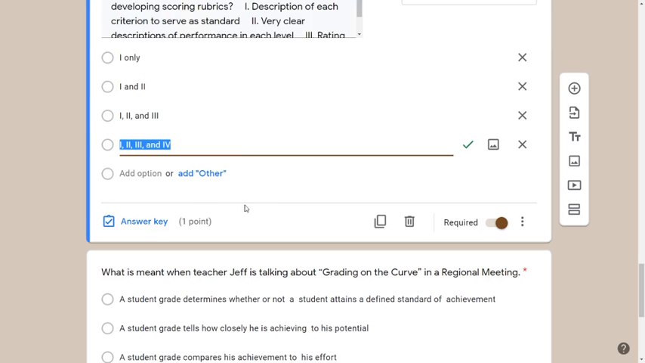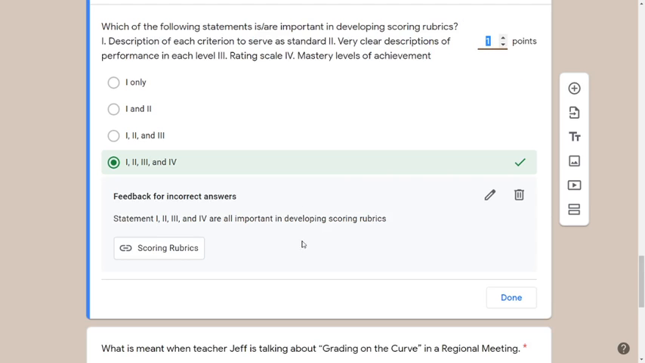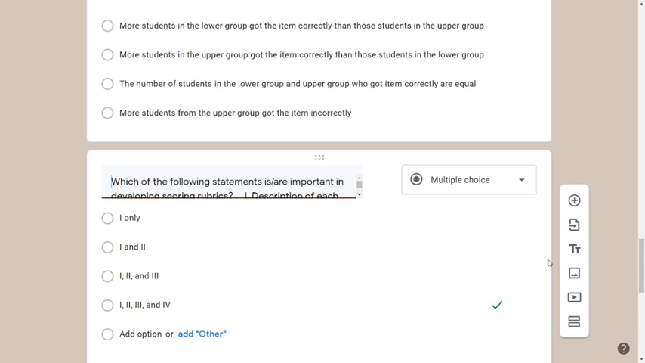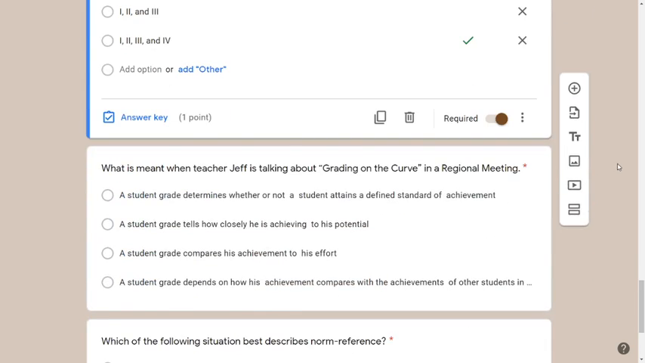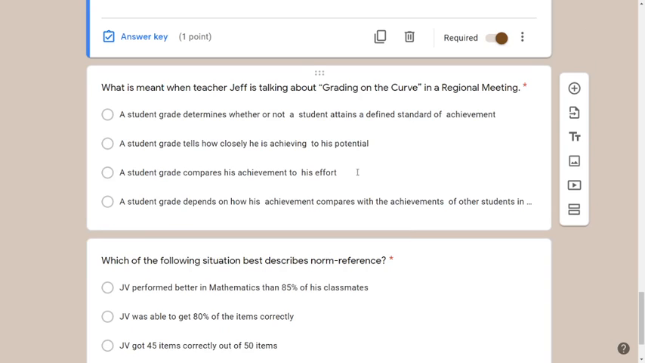Okay, so I got it right. So let's see the feedback. It just simply says here that they're all important in developing the scoring rubrics. So for more information, you can click the link here when you visit my virtual classroom for a better explanation. Okay, let's move on to our next question.